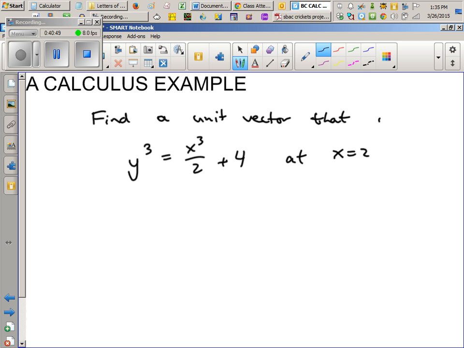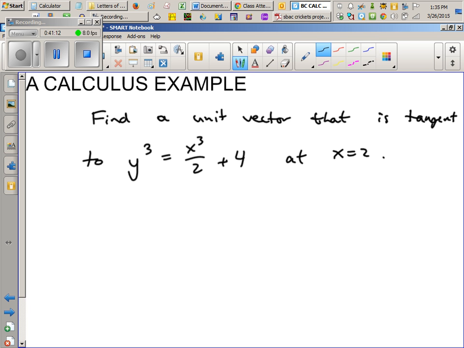All right, so our example says find a unit vector that is tangent to y cubed equals x cubed over 2 plus 4 at x equals 2. Okay? Good luck drawing this. Good luck getting your graphing calculator to draw it. It's a pretty goofy looking curve, okay? You could probably isolate y here, but we shouldn't need to understand the question.